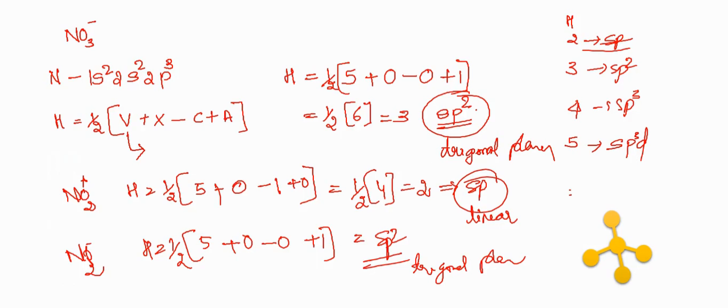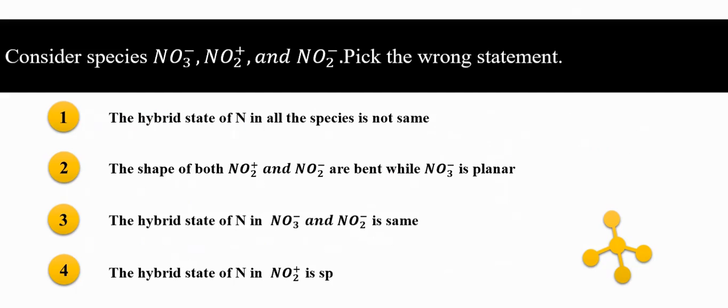See, you can see the shapes here. That is trigonal planar, linear, trigonal planar. Different kinds of hybridization you will observe here. Yes, hybridization is different. So the shape is also different. There is no bent shape here based on the hybridization, but there can be a bent shape based on the lone pair of electrons.